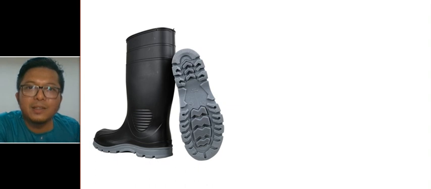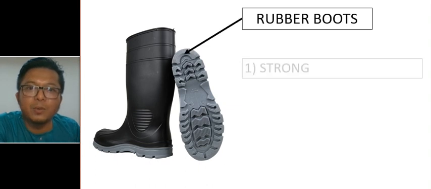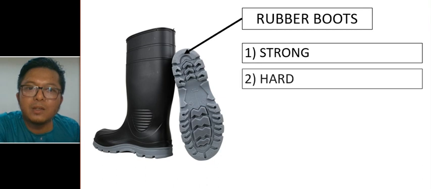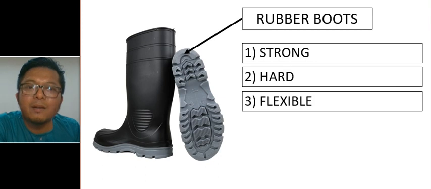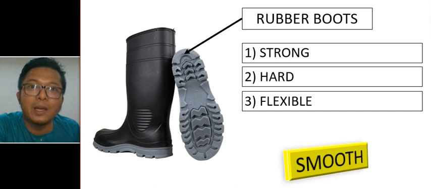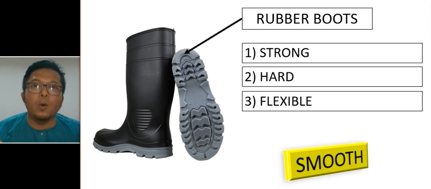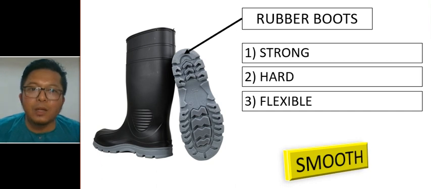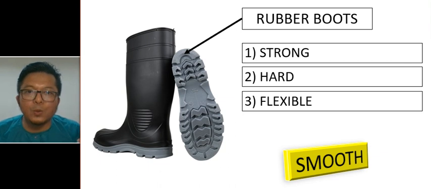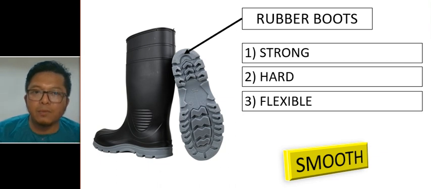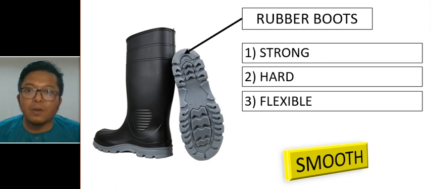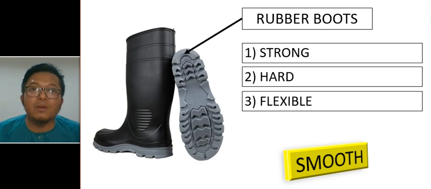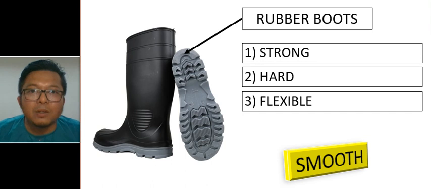Yeah. Next, rubber. Rubber boots. It's strong, it's hard, and flexible, and smooth, and also waterproof. You can use metal, but it's not flexible. You can use glass, but it's not flexible and it's not that strong. You can use fabric. Maybe you can use fabric. Nah, fabric is too soft.